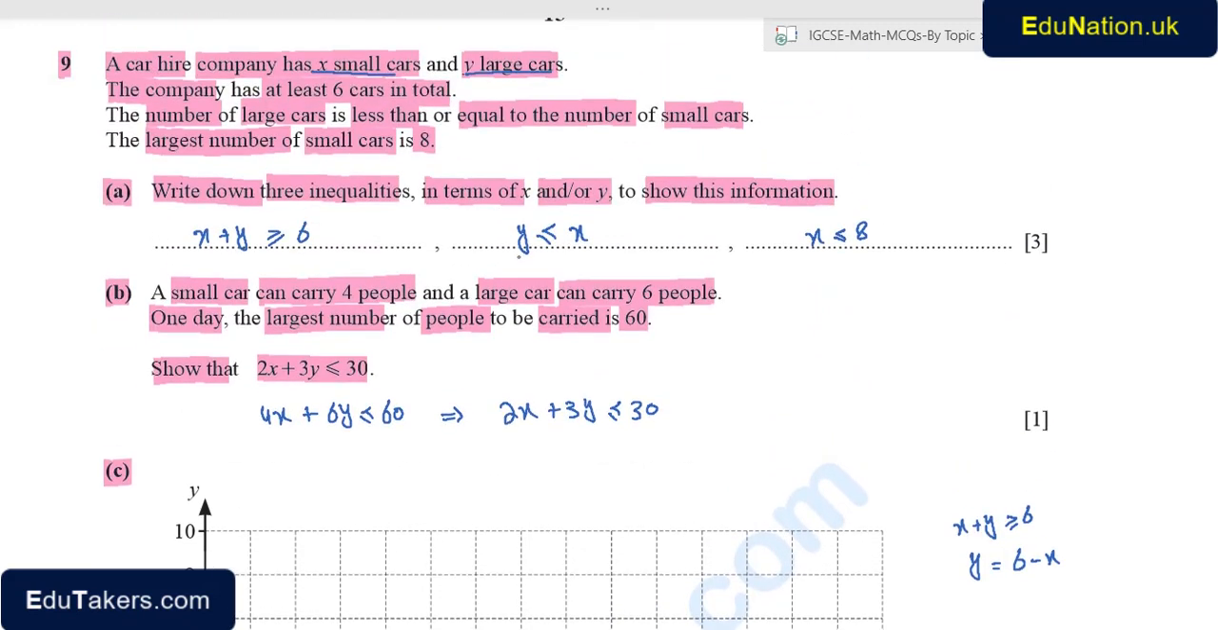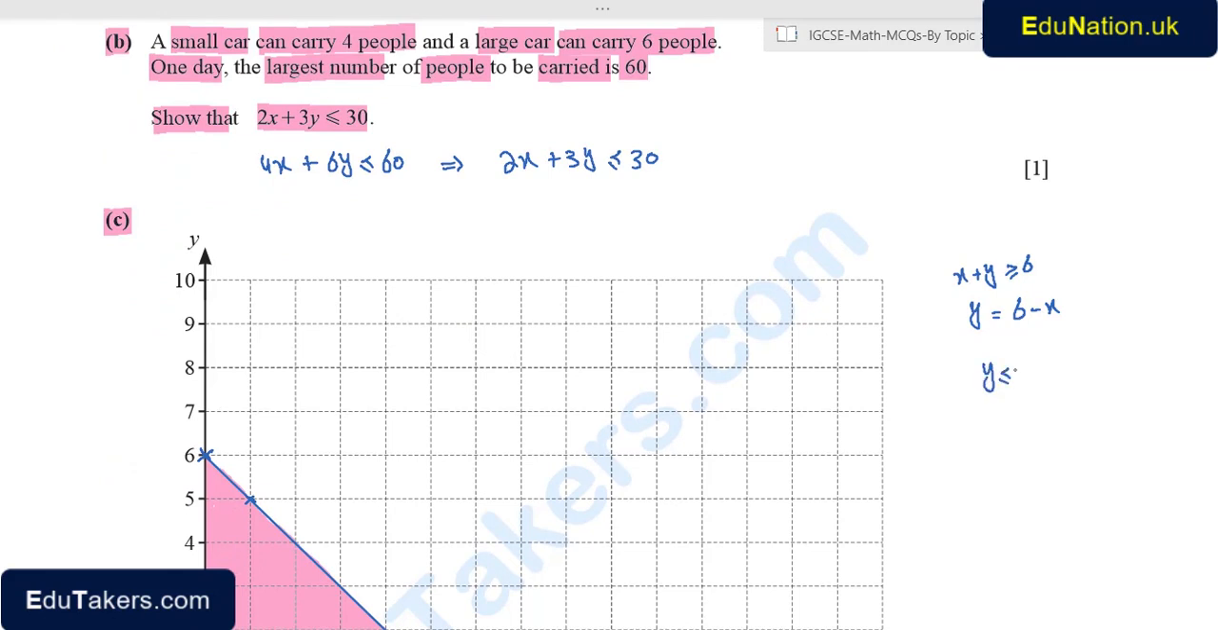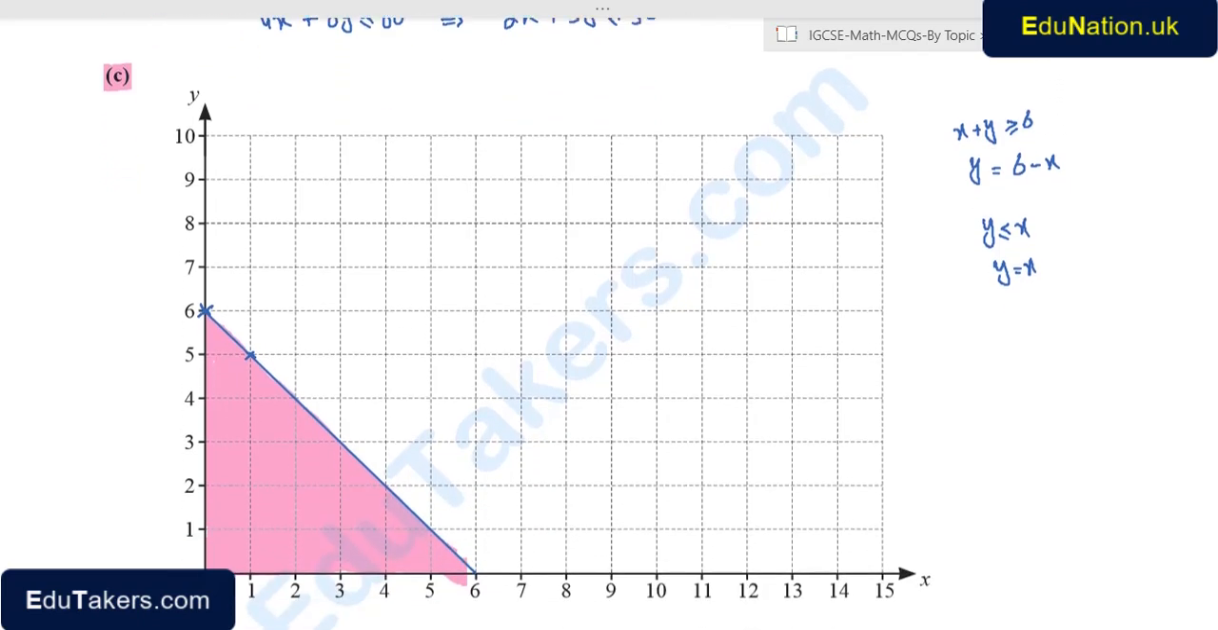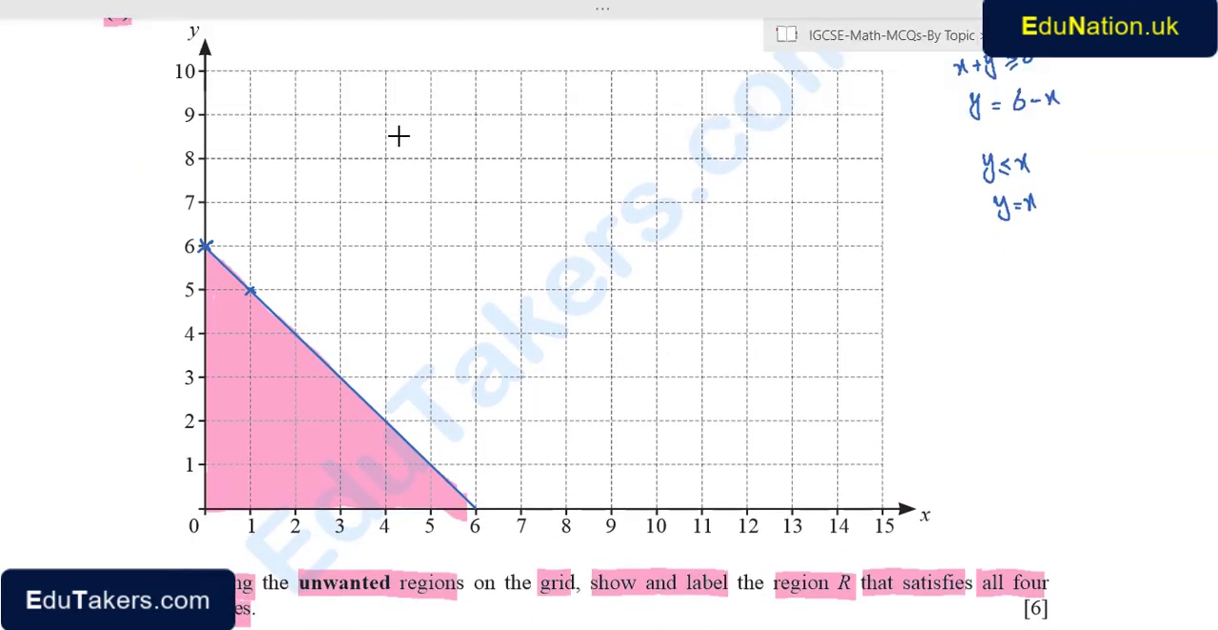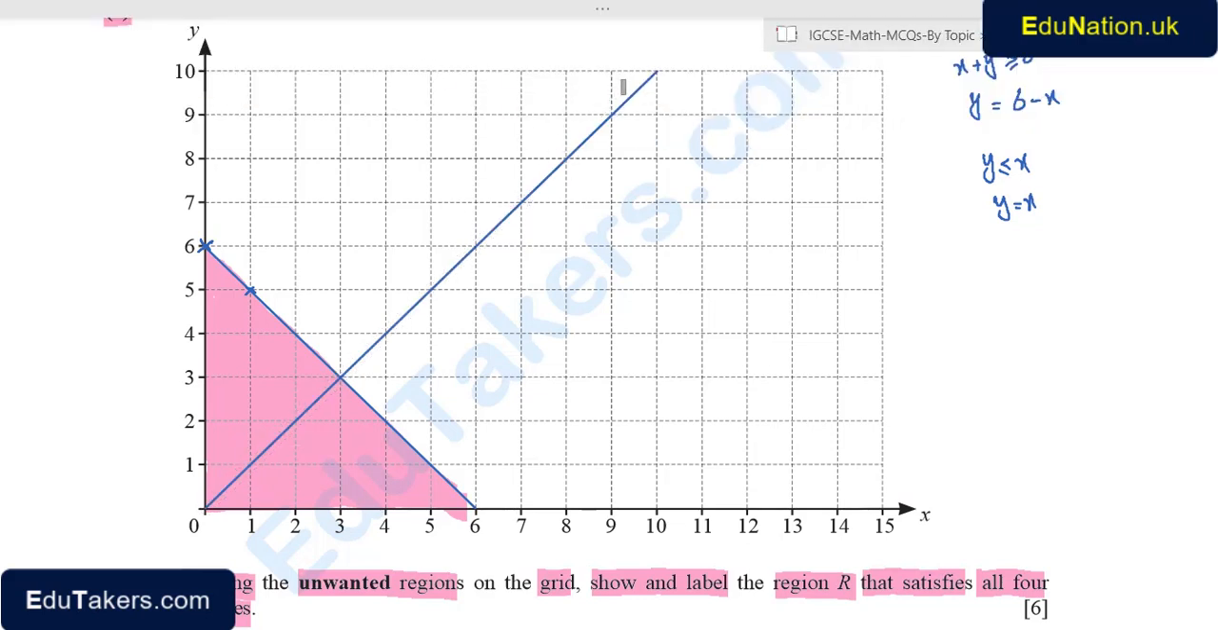Next inequality is y is less than or equal to x, and its equation is y equals x. This is a line passing through the origin. And y is less than or equal to x, so the unwanted region is above this line.